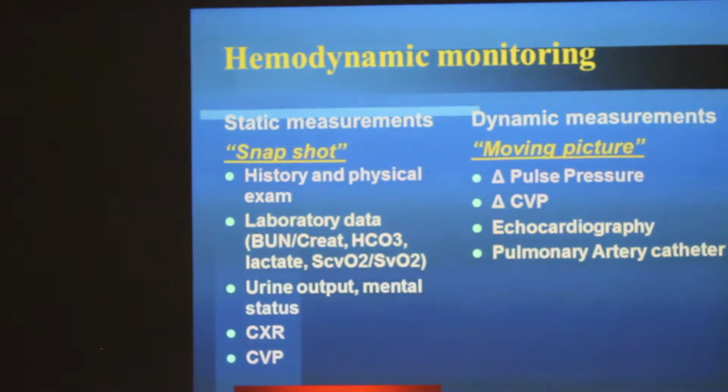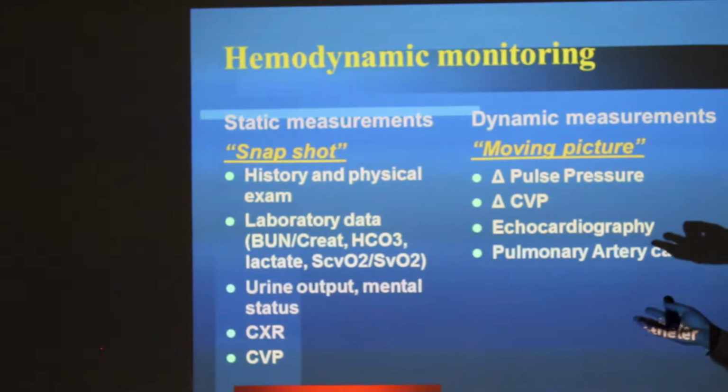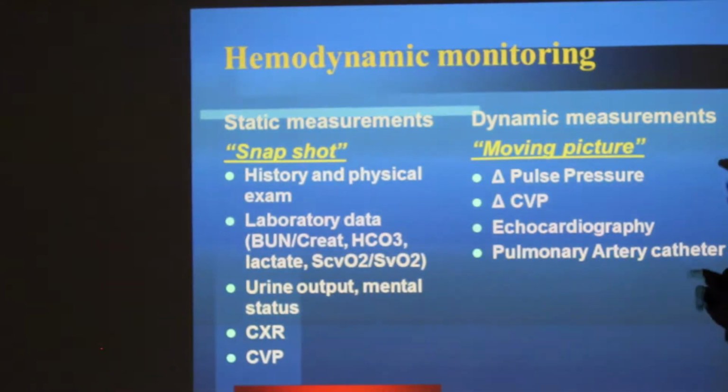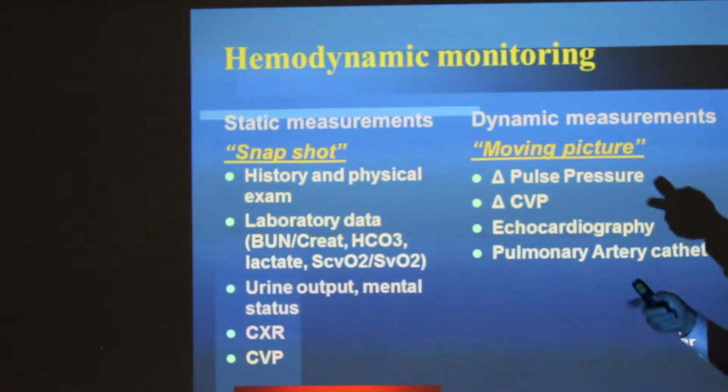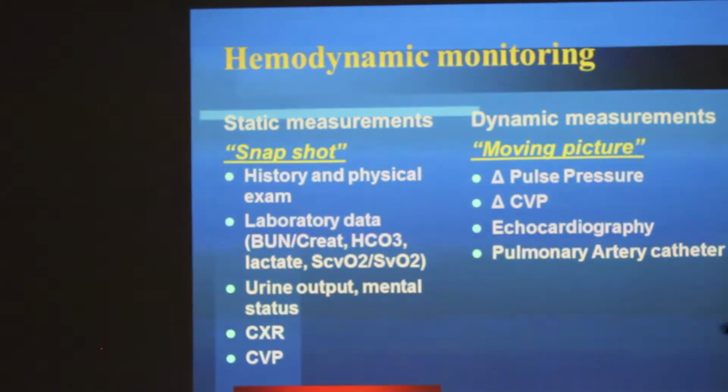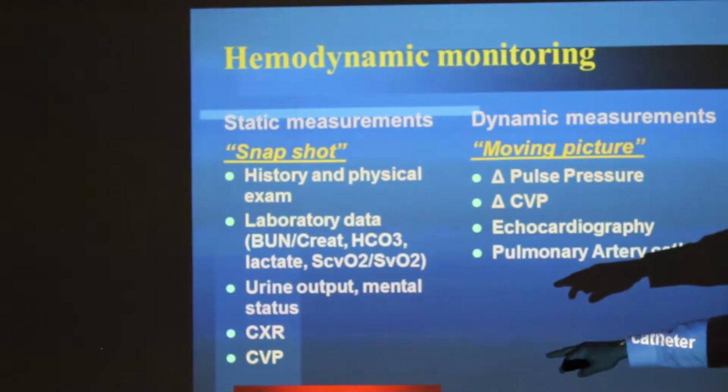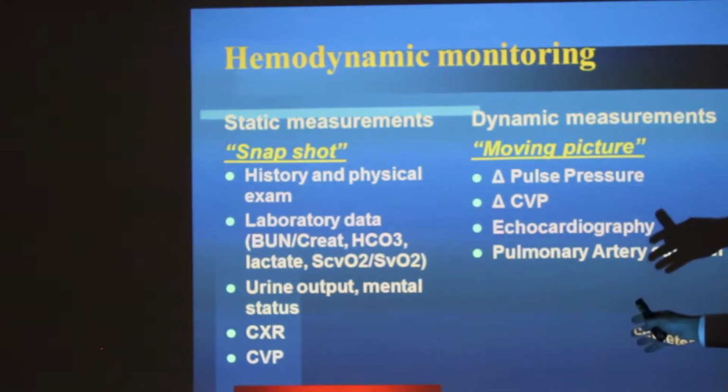Under the static measurements, of course, we have history and physical exam. Let's say a patient has been having diarrhea for 2 weeks. There's no brainer here, he's dehydrated. You can look at some laboratory data: BUN, creatinine, bicarb, lactic acid, mixed venous oxygen saturation, urine output. Mental status, which is important now in the qSOFA, which is in the Sepsis-3 guidelines. This is the bedside assessment. Chest X-ray, CVP. All of those are static.